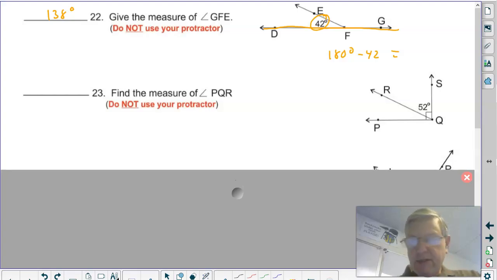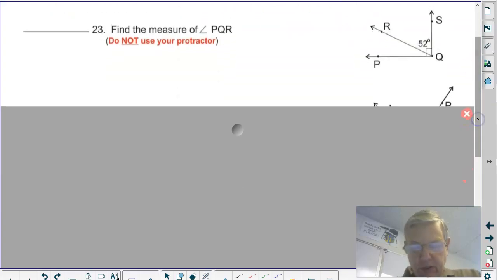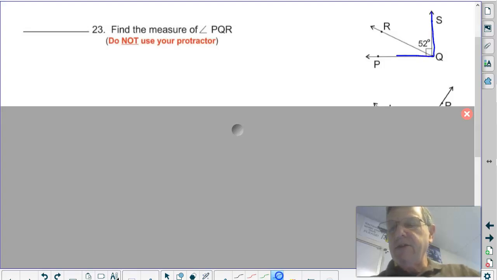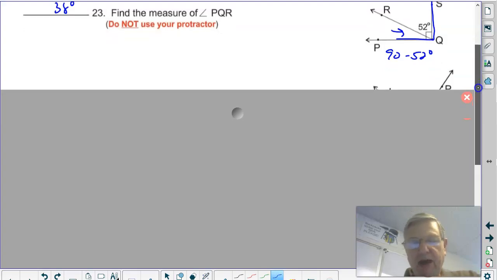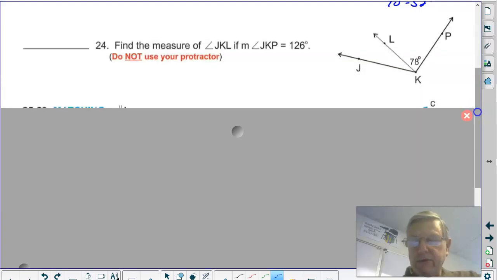Same thing on this next question. So on this one, we notice we have complementary angles. Therefore, we know the 2 of them add up to 90, right? This is a 90-degree angle. See the symbol? So therefore, this one has to be 90 minus 52 degrees. And what does that leave you? 38 degrees is the only answer to that. Again, do not use your protractor. You are to use geometry. You are to use the fact that they were complementary angles.